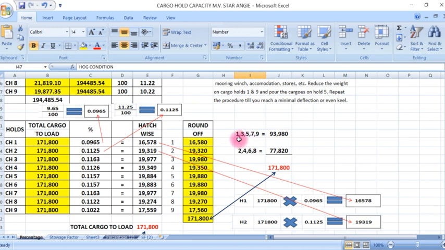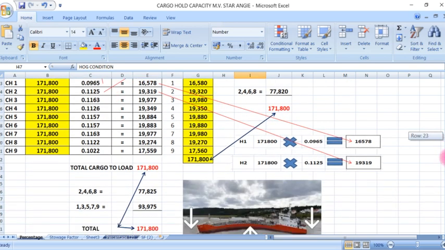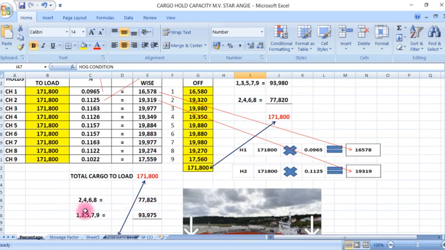In the odd-numbered holds 1, 3, 5, 7, 9, you have a total cargo of 93,980. On the even-numbered holds 2, 4, 6, 8, you have a total cargo of 77,820, with a total of 171,800, which is the same. In the figure that is not rounded, the even holds 2, 4, 6, 8 give 77,825, a difference of 5 tons, and holds 1, 3, 5, 7, 9 give 93,975, against 93,980, also a 5-ton difference. But we will concentrate on this one.